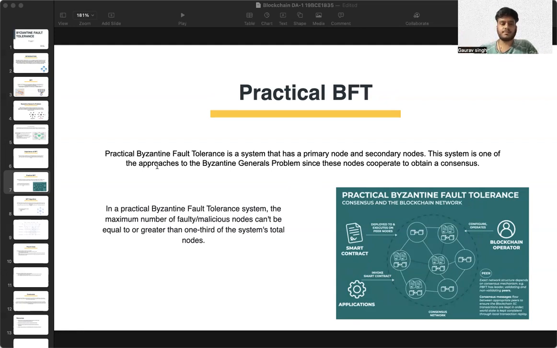To sum it up, PBFT is a system that has a primary node and secondary nodes. These nodes should work together to reach a consensus, making the system one of the solutions for the Byzantine generals problem.